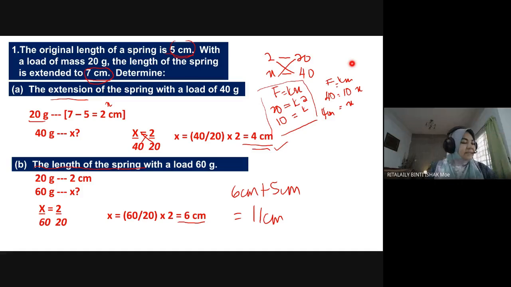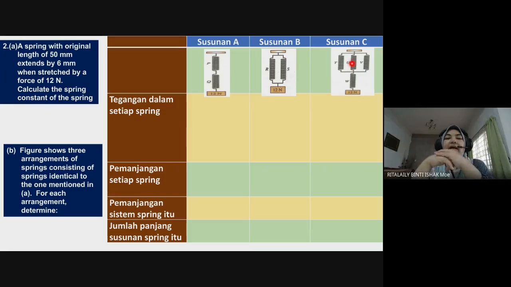Okay, nampaknya ramai anda boleh dapat jawab. Yang ini.